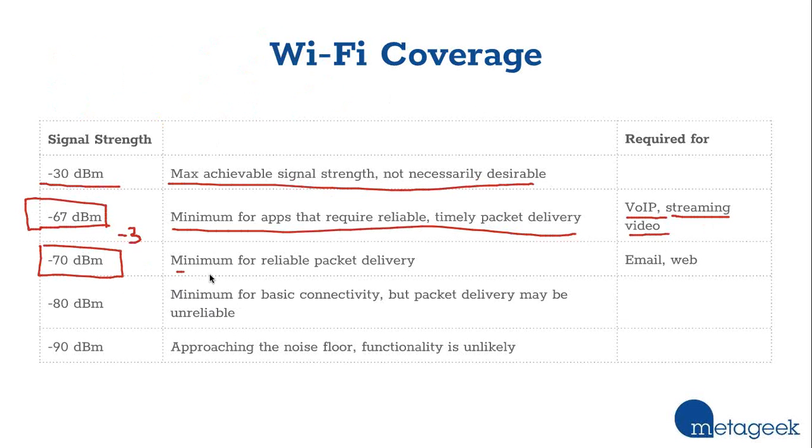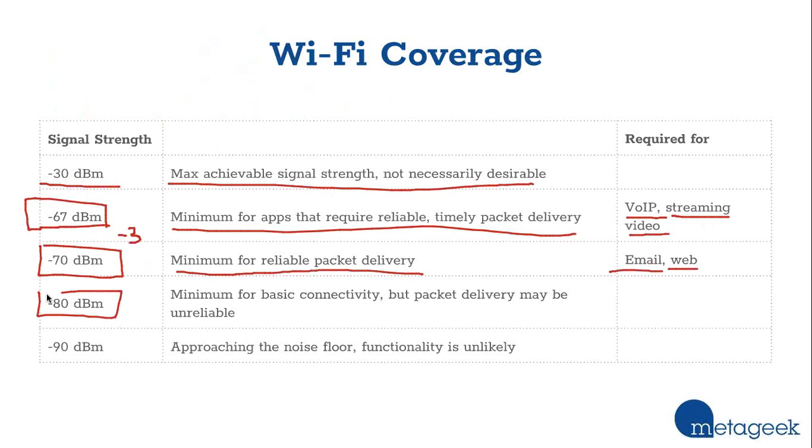That's what I consider to be the minimum for reliable packet delivery. Think things like email and web. Sure, we're going to have to retry a few times in the background, but if we're just browsing Facebook, who cares? The end user isn't going to notice any kind of performance problems at negative 70 dBm. Things should still be pretty reliable there, but maybe voice over IP might start to suffer a little bit.